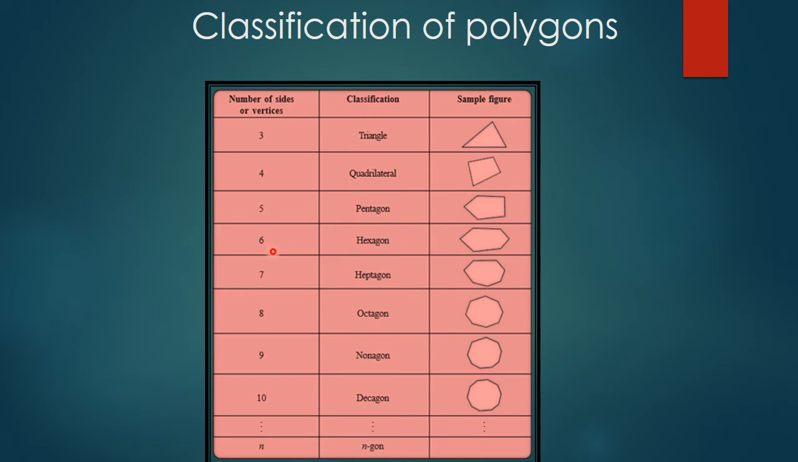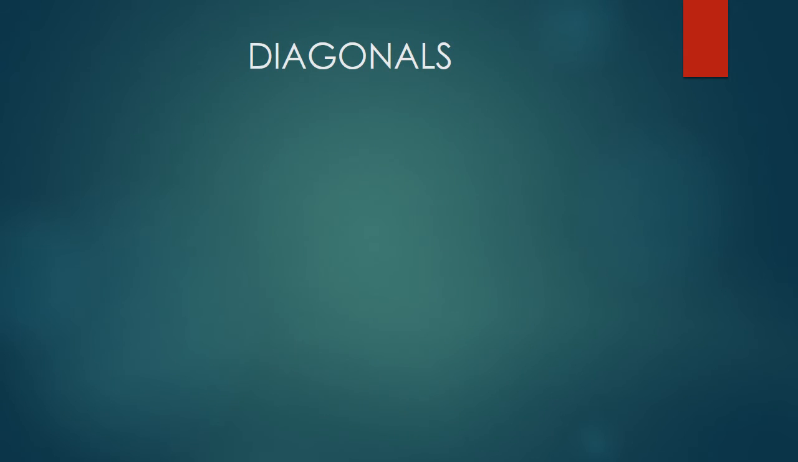Next, you have a six-sided figure, which is called a hexagon. Next, you have seven sides, which is called a heptagon. Next, you have eight sides, which is called an octagon. Next, you have nine sides, which is called a nonagon. Next, we have 10 sides, which is called a decagon. Next, we will talk about the diagonals. The diagonals are the line segments connecting the opposite vertices of any figure.